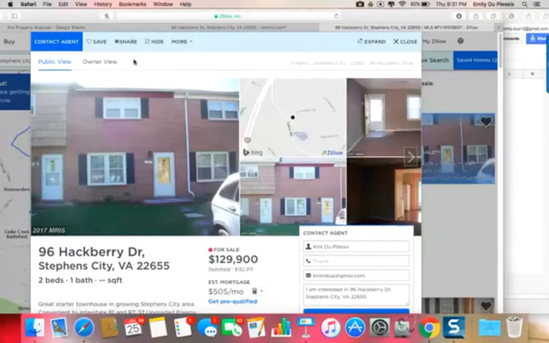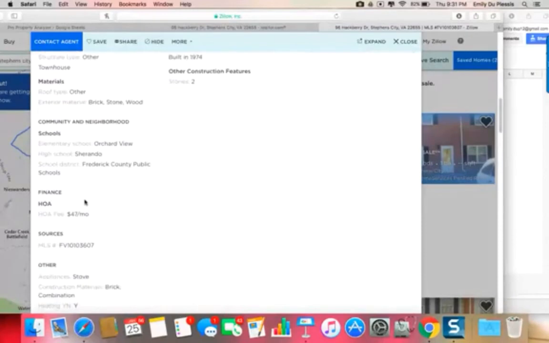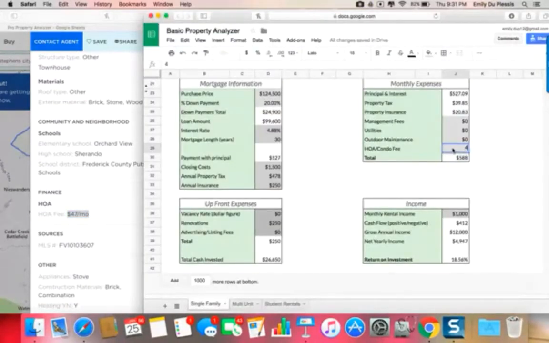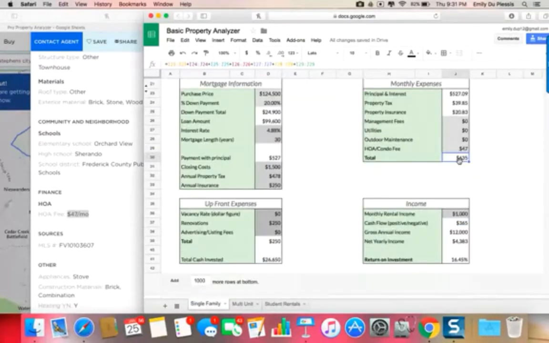HOA condo fee. This is a townhouse, so we're going to have a monthly HOA fee. And I did see it here. If I scroll down, we're looking at $47 a month. So I come over here and put that in. And so we're looking at the total all in of $635 a month for this property. So that's what it's going to cost us each month to maintain this property, right?